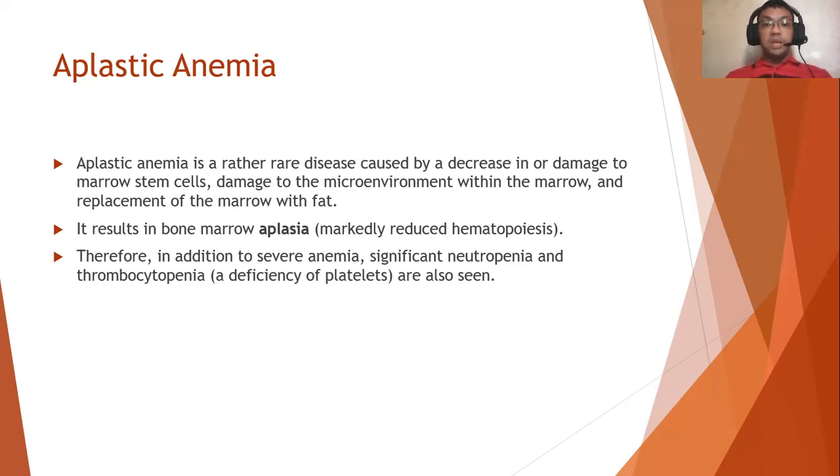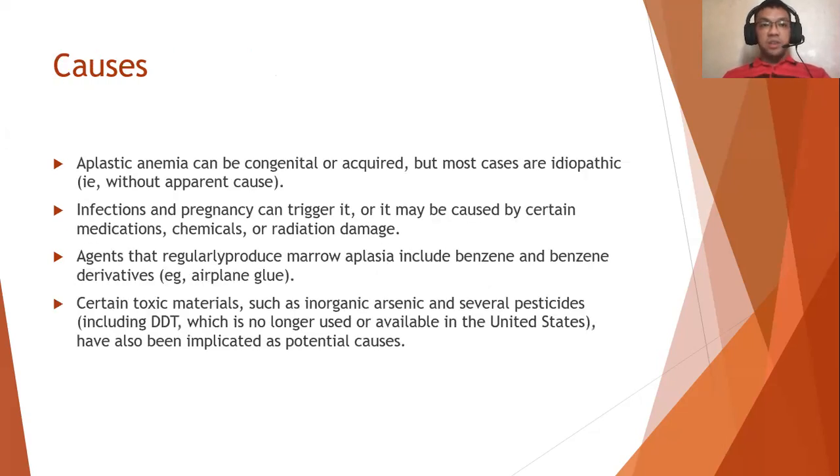There will be decrease in RBCs, significant neutropenia, so decrease in the neutrophils or the WBCs all over, and thrombocytopenia, a deficiency in platelets. So pancytopenia. When we say pancytopenia, it means that all of the blood components are decreased because the bone marrow itself is the one that is affected here in this type of anemia.